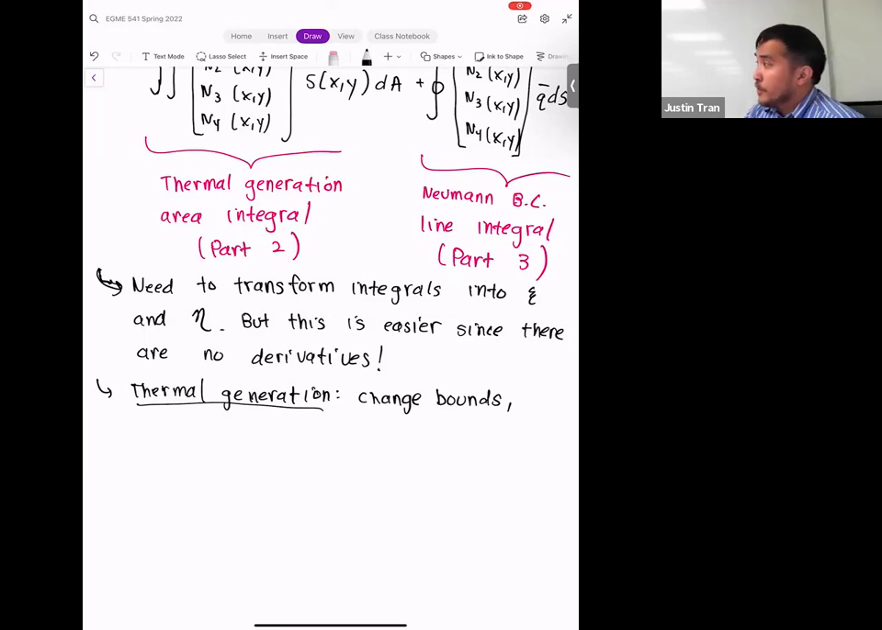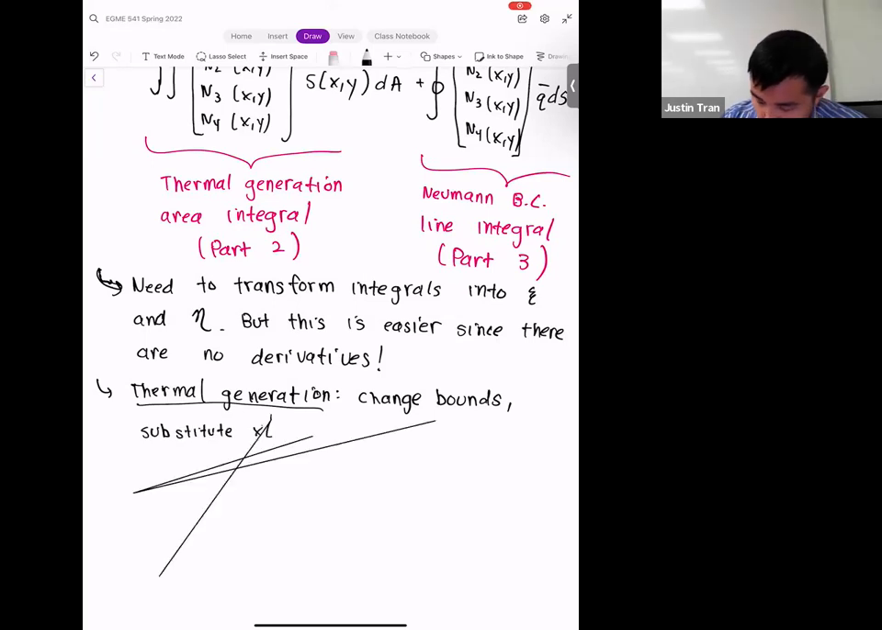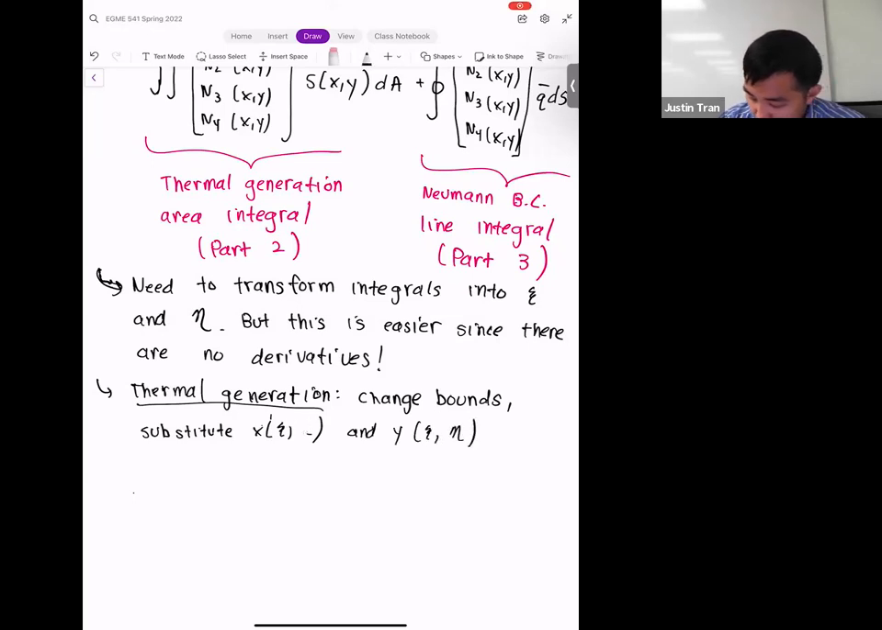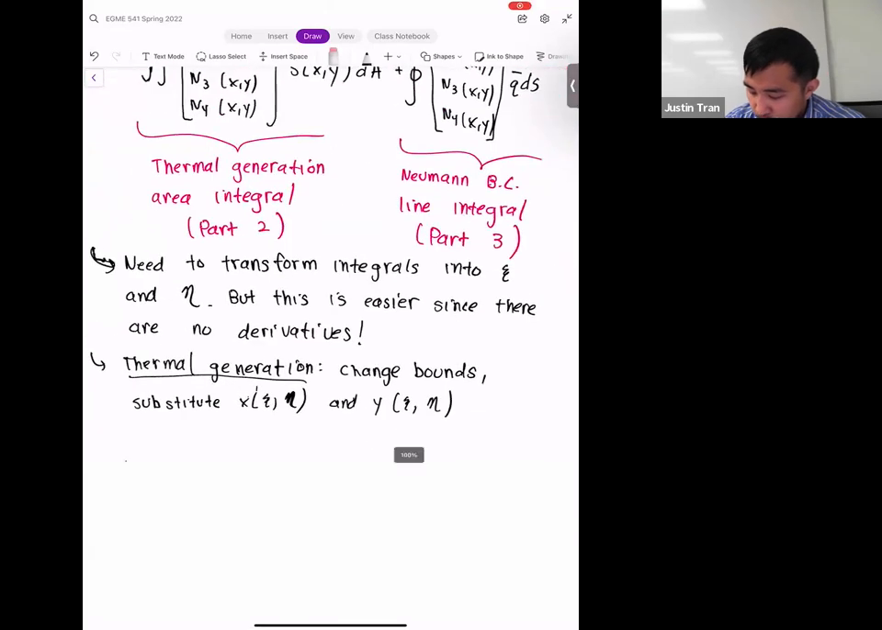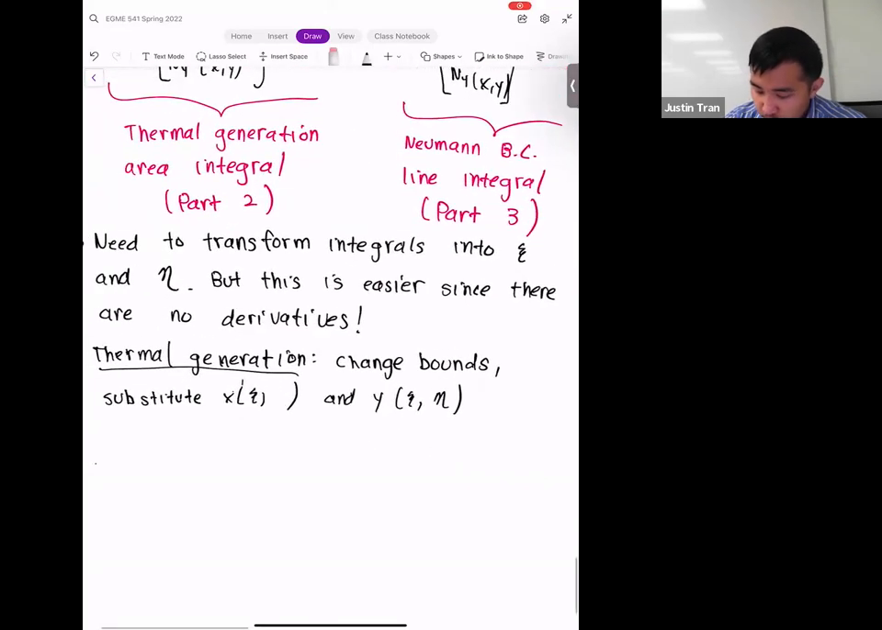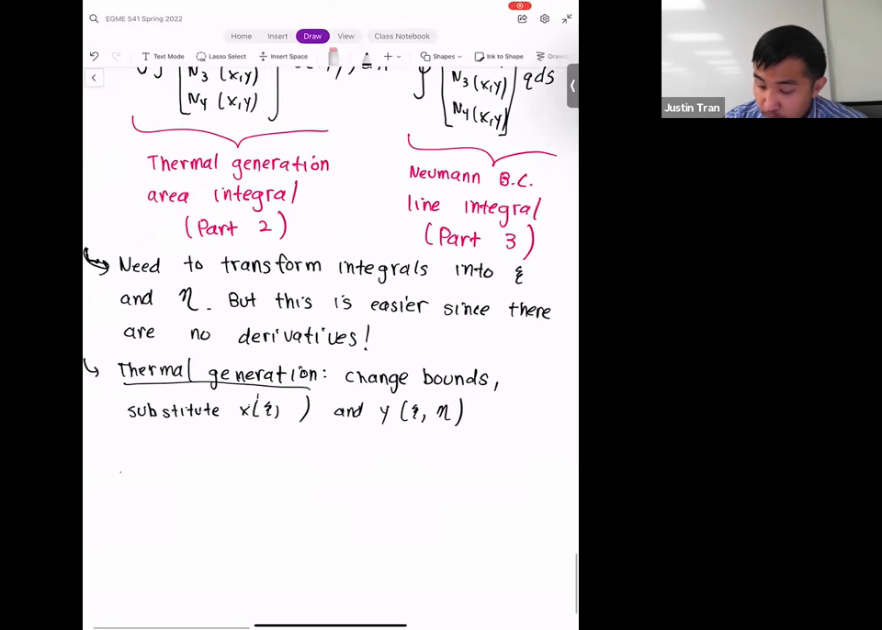Right. Next, we have to substitute in for x and y. So we're going to substitute for x of epsilon and eta and y of epsilon and eta. And so that's going to eliminate x and y from our integral. And so now we're going to integrate over epsilon and eta.